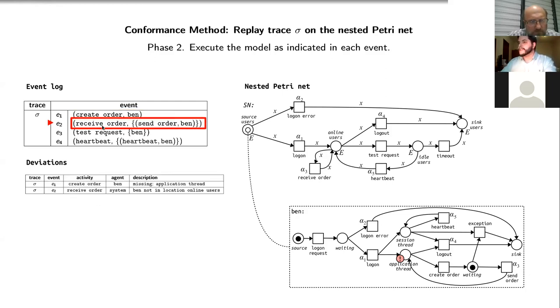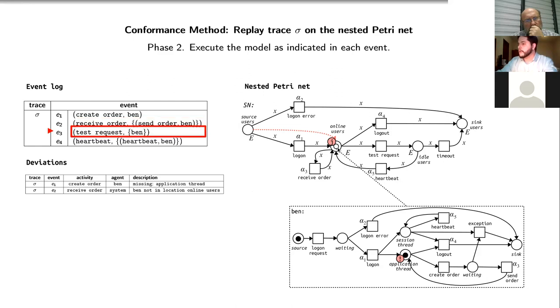Another example. In this case, we need to receive an order from Ben, who is going to send it. In this case, in the place online users, Ben is not here. It's in the place source users. This is the problem: in the trace, Ben did not carry out the login procedure. So he somehow, for example via a backdoor, entered the system to create an order. So in order again to force this in the system, comes the idea of moving this token, which represents an individual agent, from the source place to this one. And we mark this trail that represents this deviation from the agent. So he did not carry out the logon, but, for example via a backdoor, entered the state of online users, and so on and so forth for the next event.